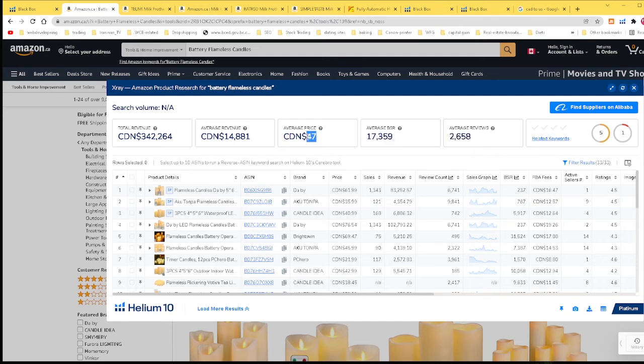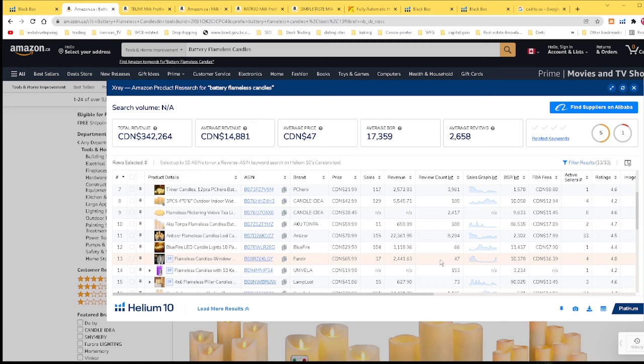BSR 17,000, price is really good at $47, and then revenue is $320,42 in total, and individual average price revenue is $14,000, which is also good. The only thing I'm concerned about is the review counts. As you see, these are so high.